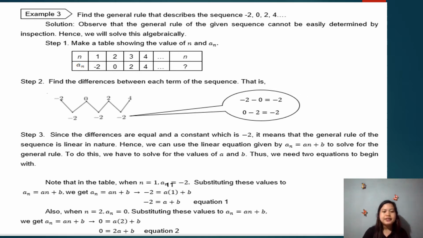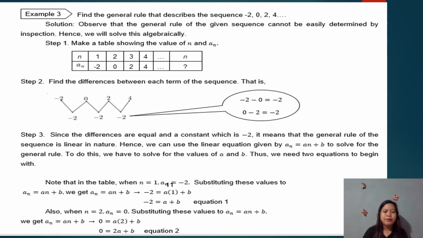Step 3, since the differences are equal, we call that a common difference, right? The constant, which is negative 2, is the common difference. It means that the general rule of the sequence is linear in nature. Hence, we can use the linear equation given by a sub n equals an plus b. To solve for the general rule, we have to solve for the values of a and b. Thus, we need two equations to begin with.